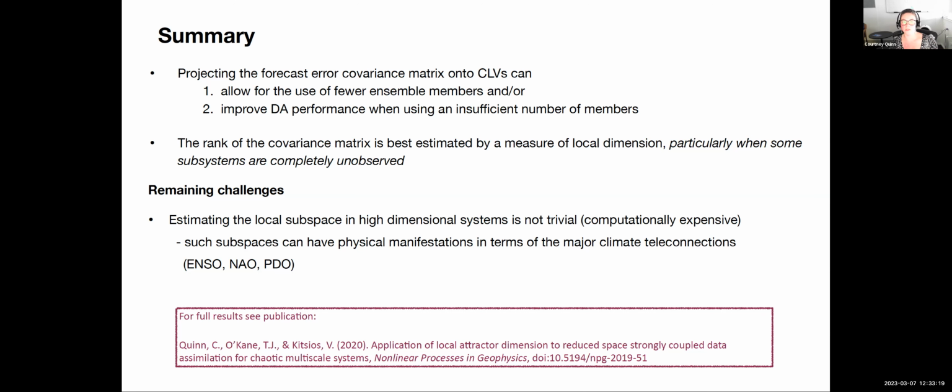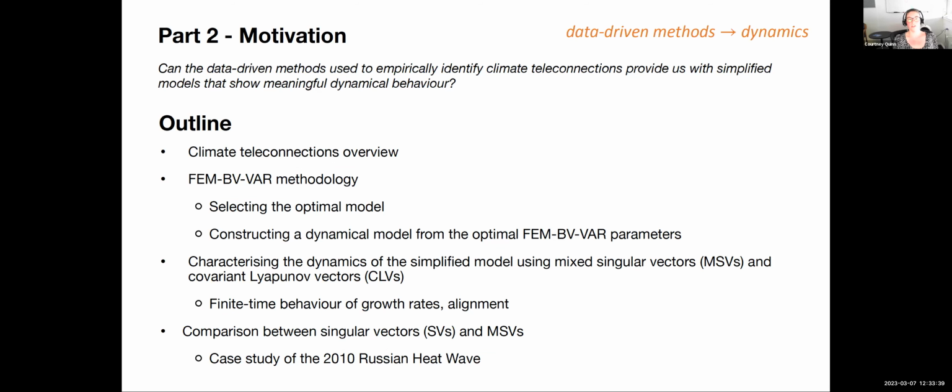And we started thinking that, well, some such subspaces can have physical manifestations in terms of your climate teleconnections, right? So that's things like ENSO, NAO, and the Pacific Decadal Oscillation. And this actually transitions quite nicely into the second part of my talk. So part 2. So what do we start thinking?